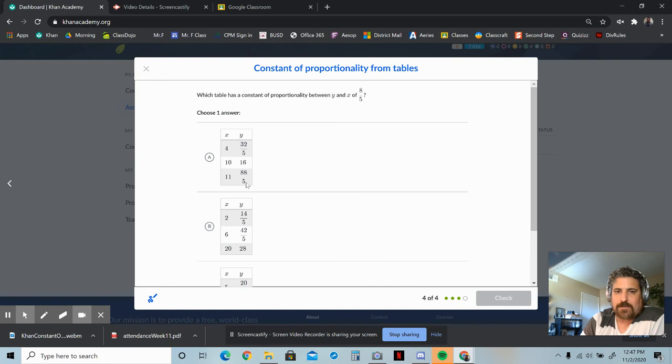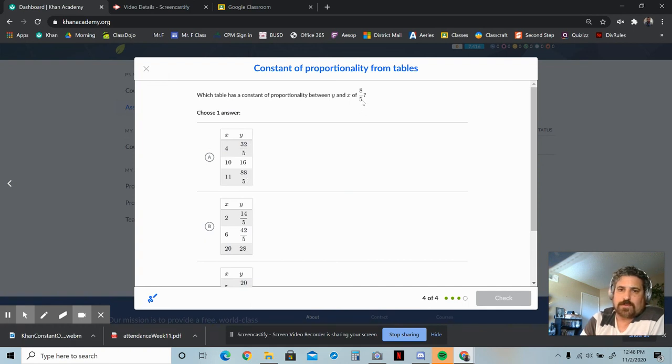Here you've got 88 fifths over 11. So what happens there? 88 fifths over 11, is that the same as 8 over 5? Well, 88 fifths over 11 is the same as 88 fifths divided by 11, which is the same as 88 fifths times 1/11th. The 88 and the 11 cancel out to be 8 and 1. So yeah, this is the same. So this is promising. Let's see if it works for this one up here.